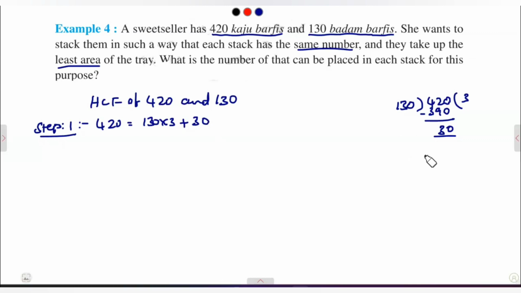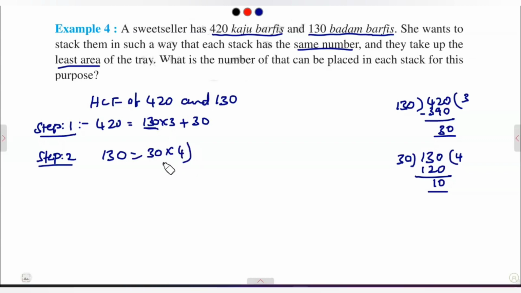Now coming to the next step. Divide again, this 30 which is the remainder you got, and 130. 3 fours are 12, so 30 times 4 would be 120. The 10 is the remainder. Now write step 2: 130 is equal to 30 times 4 plus remainder 10.